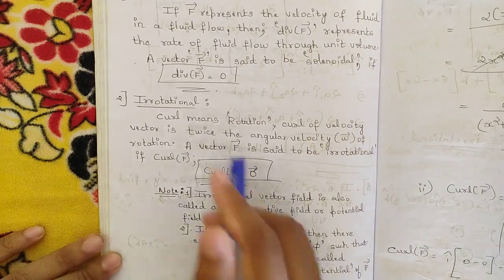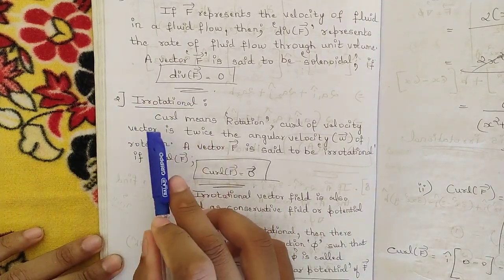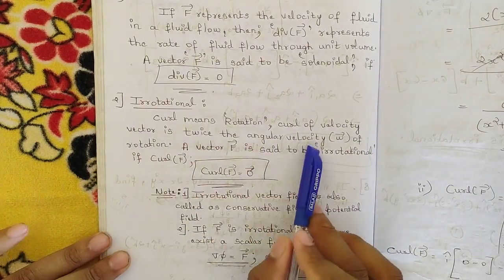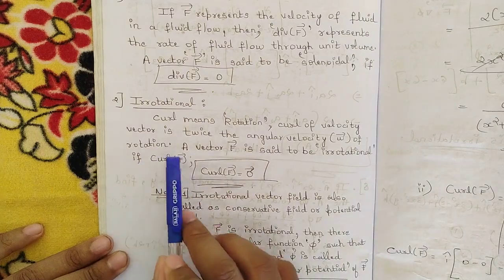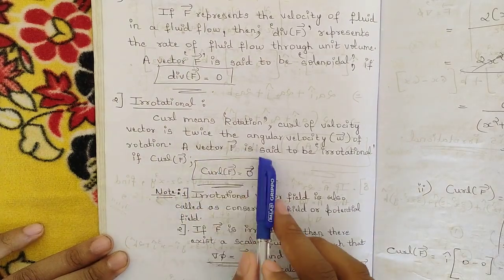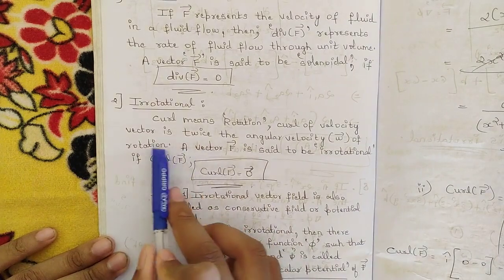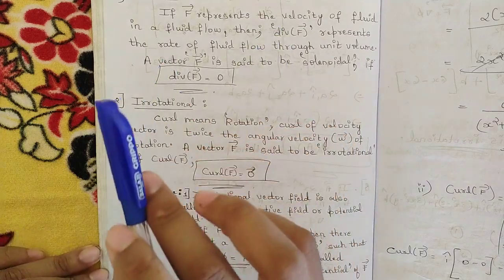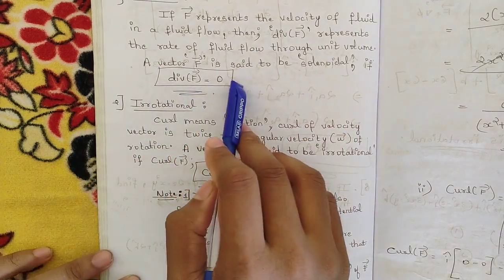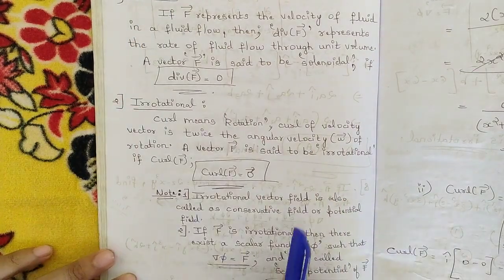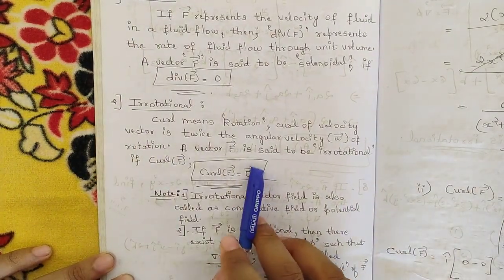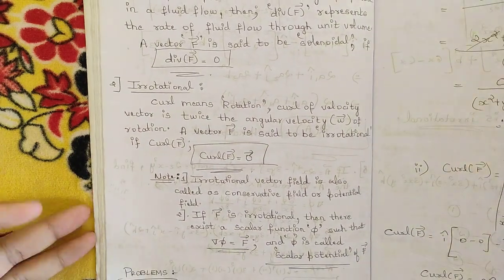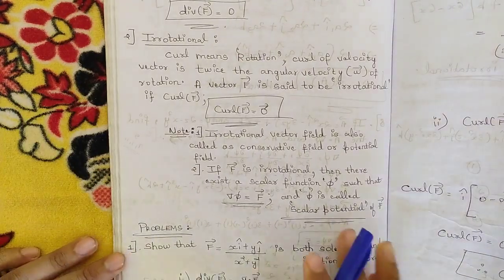Similarly, we have one more condition, that is irrotational. Curl means rotation. The curl of the velocity vector is twice the angular velocity w of rotation. The vector f is said to be irrotational if the curl of the f vector is equal to 0. For solenoidal, an f vector would be given, and if the divergence of that f vector is equal to 0, it is solenoidal. If the curl of that f vector is equal to 0, then the condition is irrotational and satisfied.